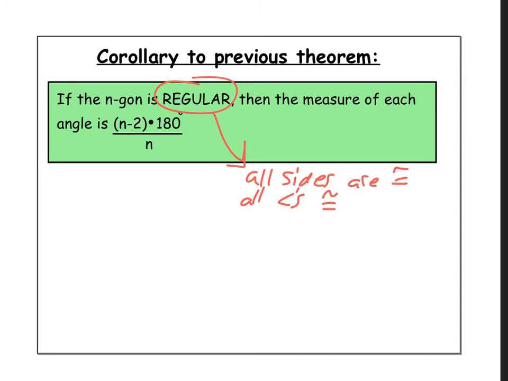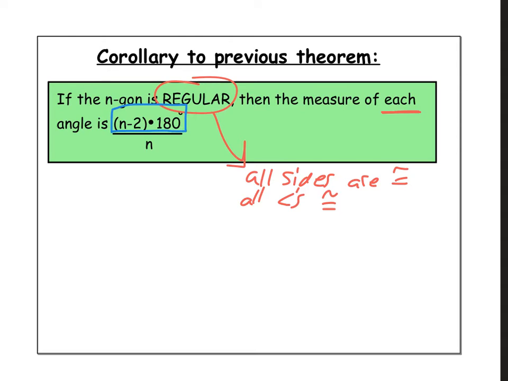Okay, so what it's saying is if the n-gon is regular, then the measure of each angle is going to be (n minus 2) times 180 over n. So it's really just saying the numerator of that is just finding the angle sum. And if you think about it, if they're all the same, you could just divide by how many there are, right, which is dividing by n, and that will tell you how large each one is.